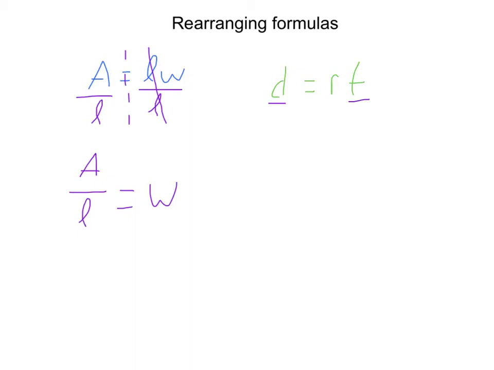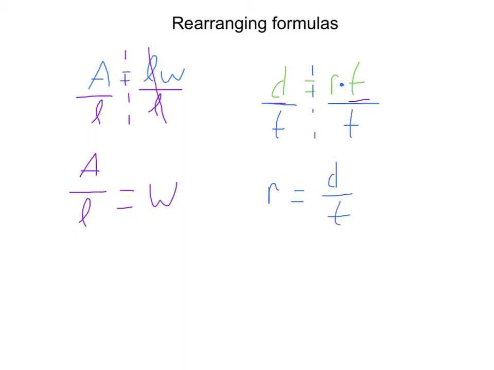Well, right now R and T are being multiplied together, and the inverse operation of multiplication, to undo multiplication, is division. So I want to divide by T. But now, to keep everything balanced, since I divided the right side by T, I need to divide the left side by T. And getting my R alone, I get that R, or my rate, is going to equal my distance over my time.